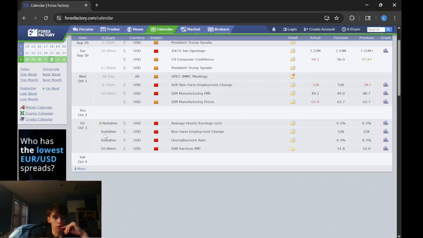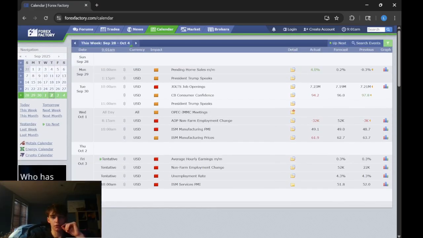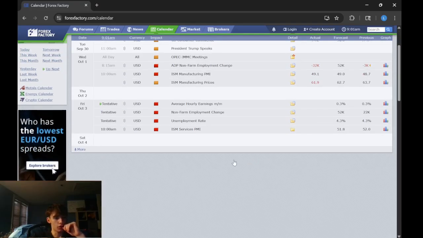So I'm going to try to trade during London session and see if I can catch a good trade there to end the week, because this week has been really good. So yeah.